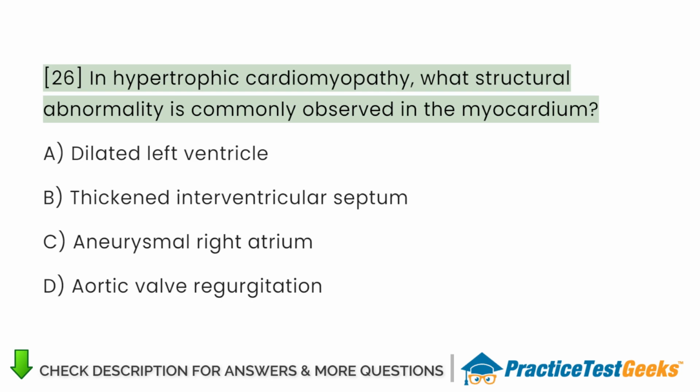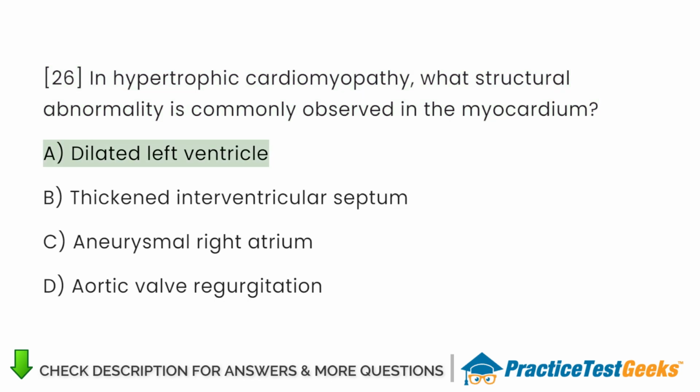In hypertrophic cardiomyopathy, what structural abnormality is commonly observed in the myocardium? A. Dilated left ventricle. B. Thickened interventricular septum. C. Aneurysmal right atrium. D. Aortic valve regurgitation.